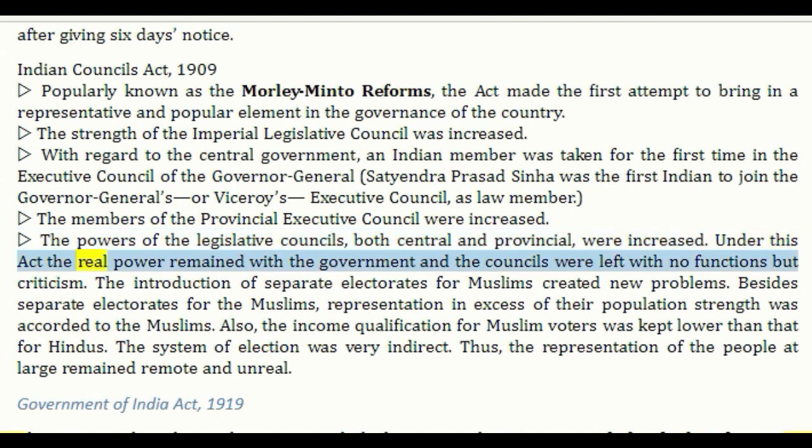Under this Act, the real power remained with the government, and the councils were left with no functions but criticism. The introduction of separate electorates for Muslims created new problems. Besides separate electorates for the Muslims, representation in excess of their population strength was accorded to the Muslims. Also, the income qualification for Muslim voters was kept lower than that for Hindus. The system of election was very indirect. Thus, the representation of the people at large remained remote and unreal.